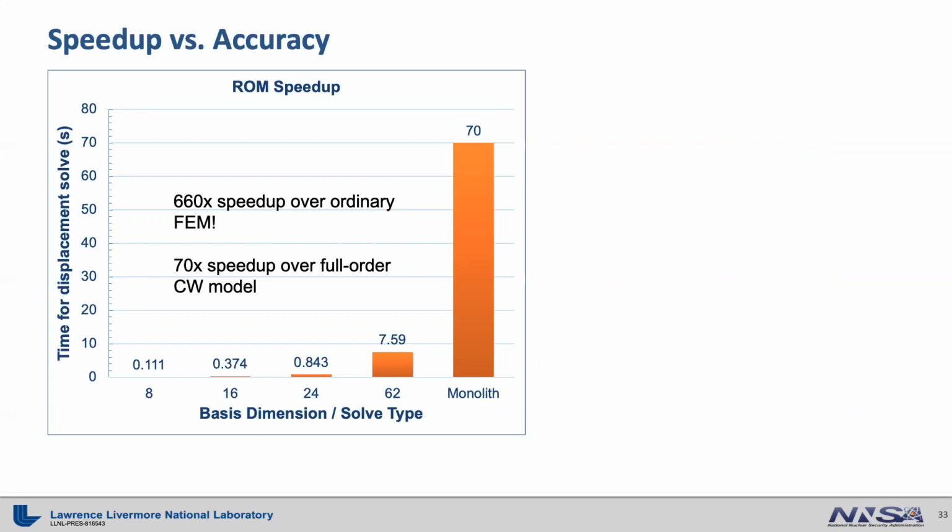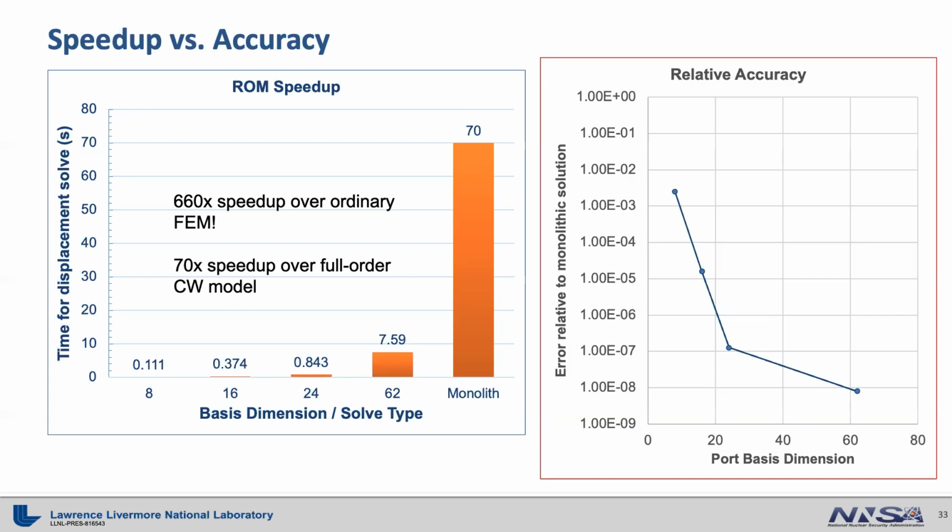Now let's see the accuracy of each case. The smallest CW ROM achieves a relative error less than 1% with respect to the full order model. So that is still pretty good for a lot of engineering applications. But if you don't like that accuracy, of course, the accuracy of the reduced order model is tunable. As we increase the port basis dimension, the accuracy improves exponentially, as you can see from here.